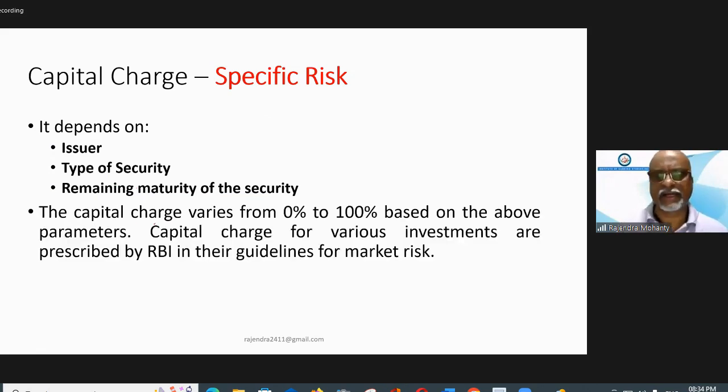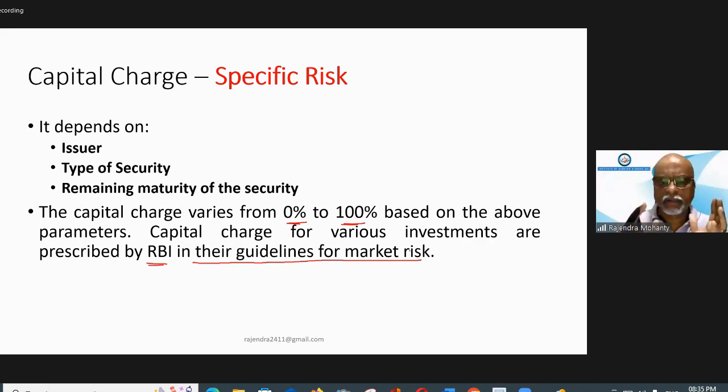The capital charge or capital calculation of market risk varies from 0% to 100% based on the above parameters. There is no constant that you can multiply by alpha or beta or any percentage to calculate it. Capital for various investments is prescribed by RBI differently for different types of security or investment in their guidelines for market risk. There are vast guidelines, so it will be very complicated.